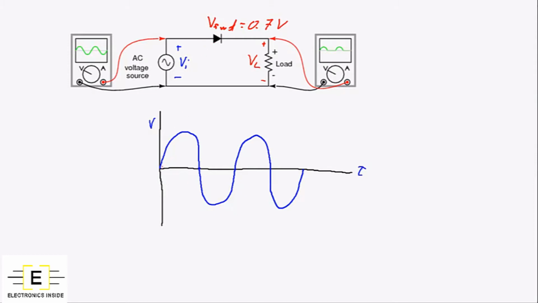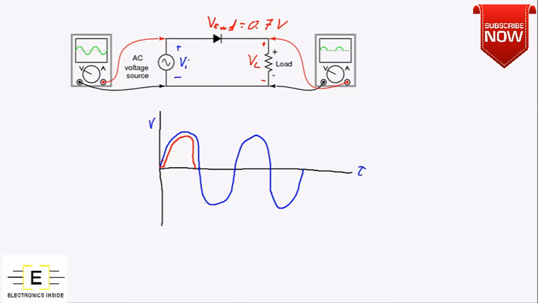So here's what the output is going to look like on the positive cycle. At this point in time, the diode becomes forward biased, and the output will then follow the input but be about 0.7 volts less than the input, because of the forward bias voltage across the diode.